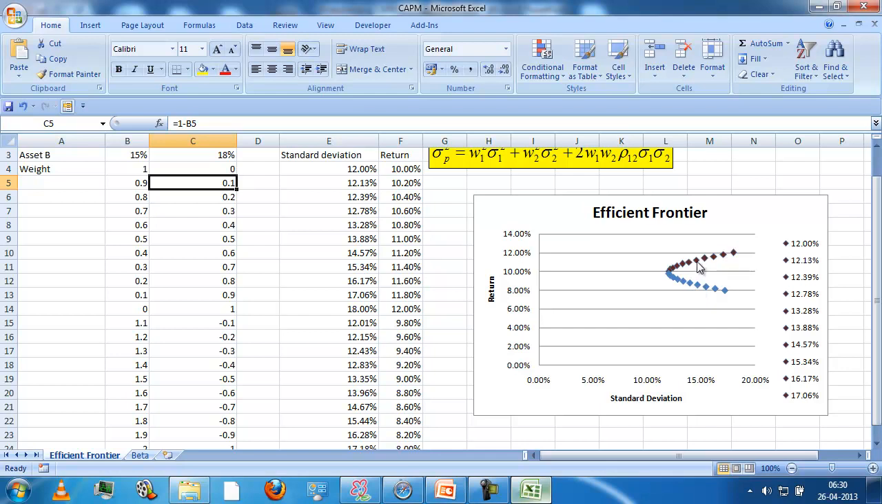The return which is lying on the upper half is favorable because it is higher than the return which is lying on the lower half. So as a smart investor, you will always choose those weights of asset A and asset B that will give you higher return. This part of the curve is known as the efficient frontier because it is giving you higher return at the same level of risk.